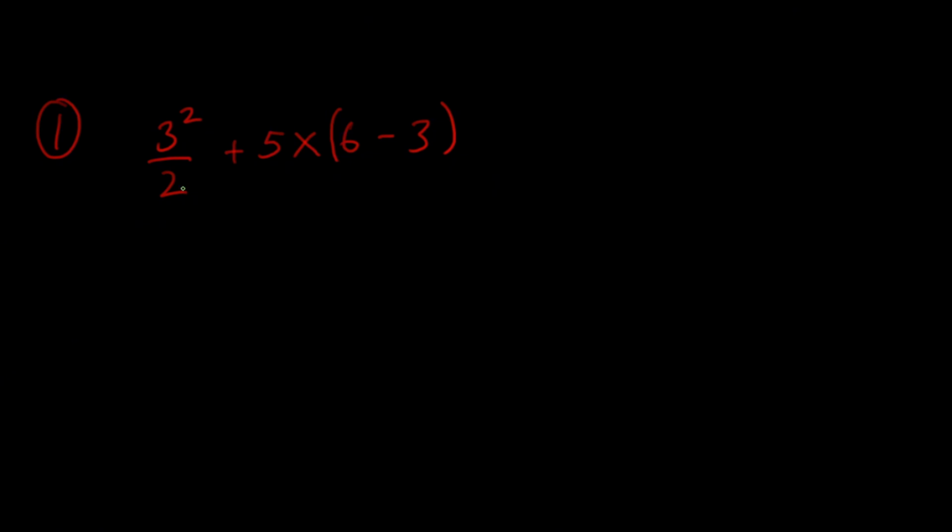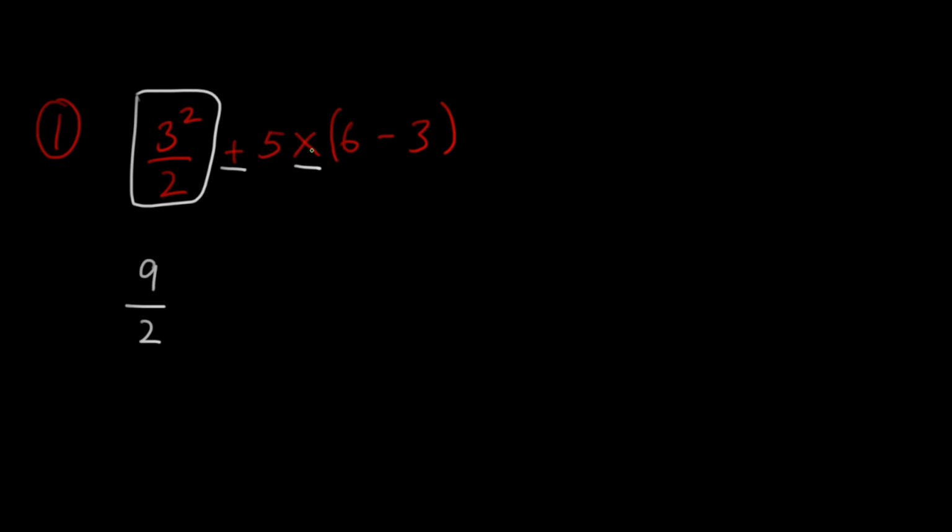One thing to note is that this fraction symbol actually means division. So in this term right here, we have exponents and division, and exponents take priority. So we're going to do 3 squared, which is 9, and then leave it divided by 2. Now, in this situation, we can't add the 5 yet because there's a multiplication operation to the right of it, which means it has to do the multiplication first.